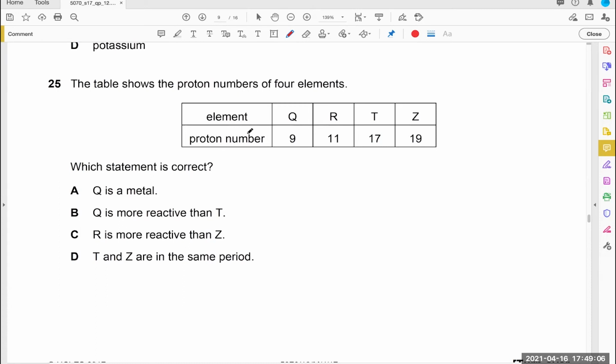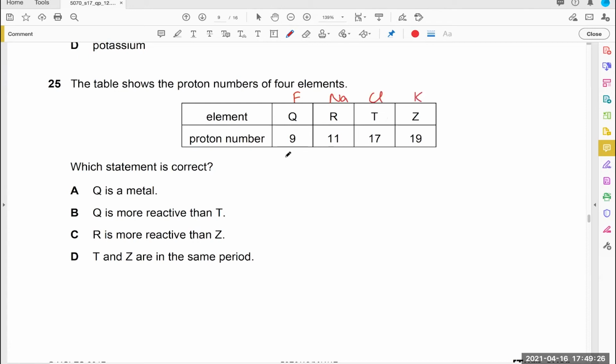The table shows the proton number of 4 elements. Which statement is correct about them? Let's see. Q is a metal. Actually, Q is fluorine. It can't be a metal. R is a metal because it is sodium. T is chlorine. Z is potassium.